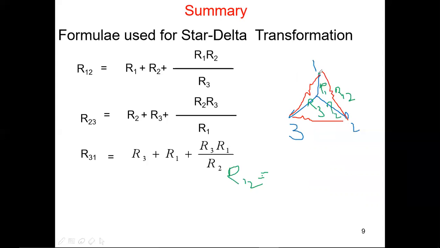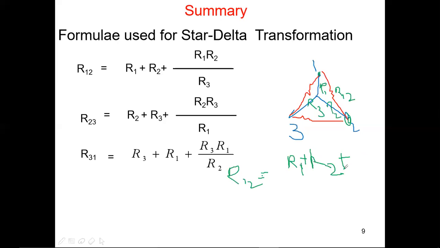So here between 1 and 2, there are two star resistances connected. One is R1, second one is R2. Then I need to write the two resistances R1, R2, plus the sum of the two resistances. He said sum of star resistances connected to those terminals.